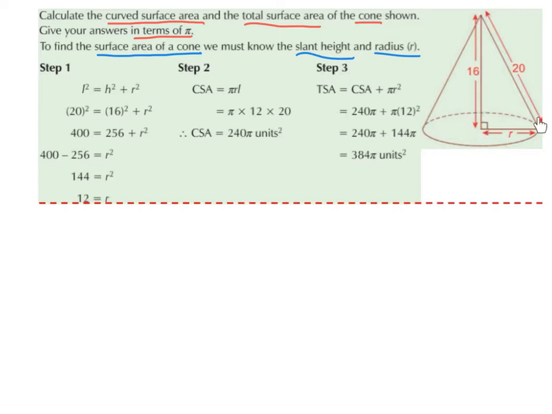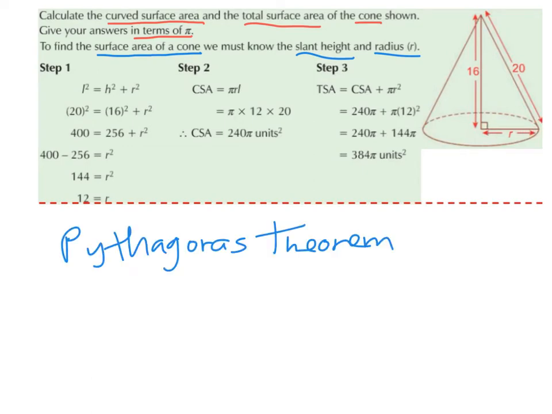So we actually have a right angle triangle inside of our cone, formed by the radius, the perpendicular height, and the slant height. So we can use Pythagoras' Theorem to figure out this unknown side, which happens to be the radius. Pythagoras' Theorem is a formula that can only be used on right angle triangles, and we know that this is a right angle triangle from this symbol here.